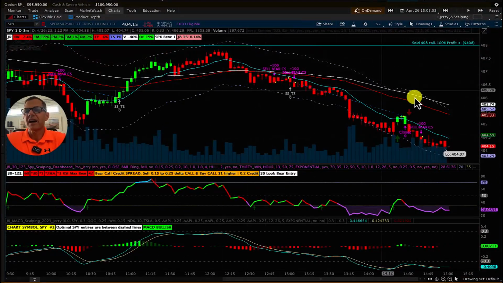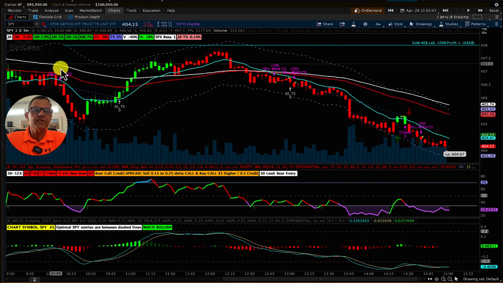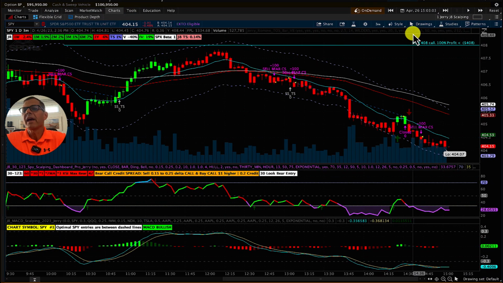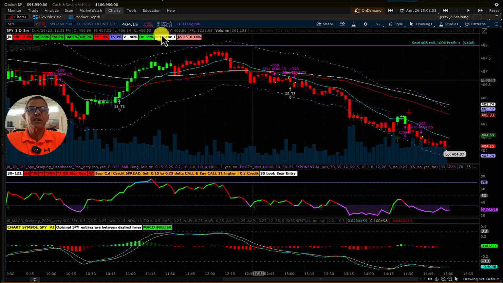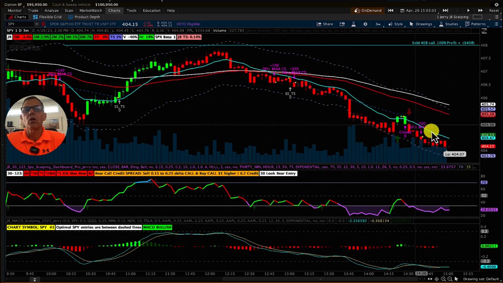And here we can see the entire day on the 3-minute chart. This is the bear call spread that we sold, and it was the 408 call, and we get a 100% profit if it closes below 408. At the end of the day, we can see it closed at 404.15, so this would have been a 100% profit. We can also see we had additional entry points that we could have considered along the way.